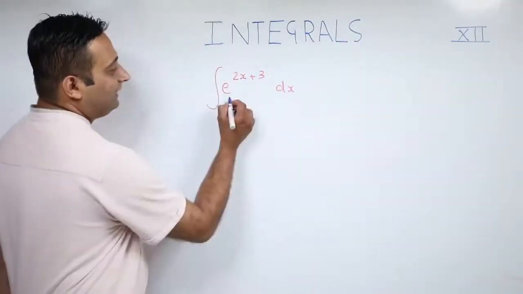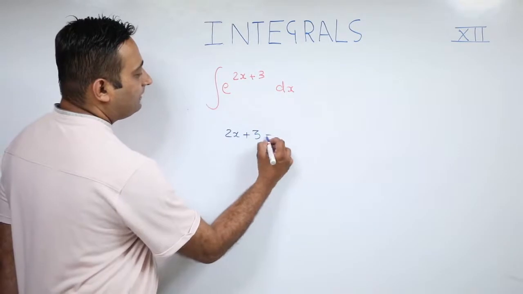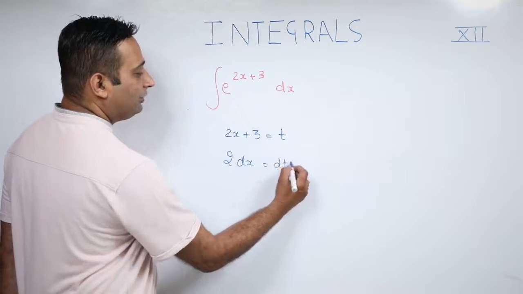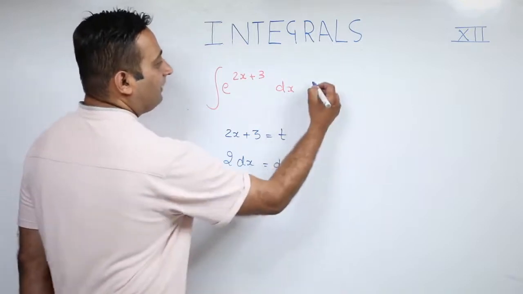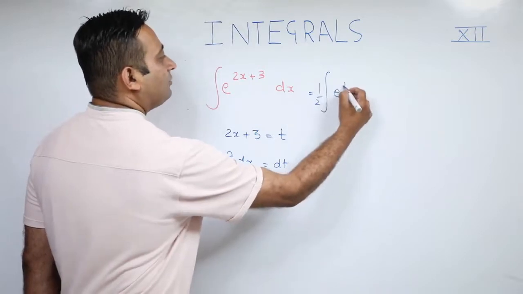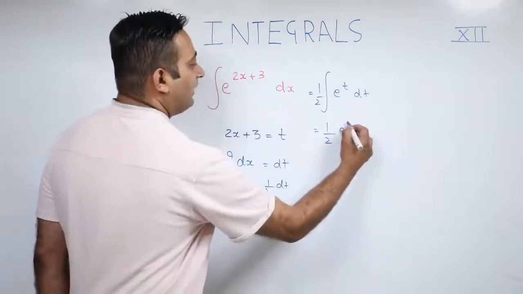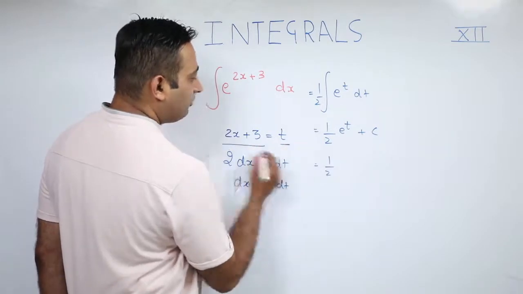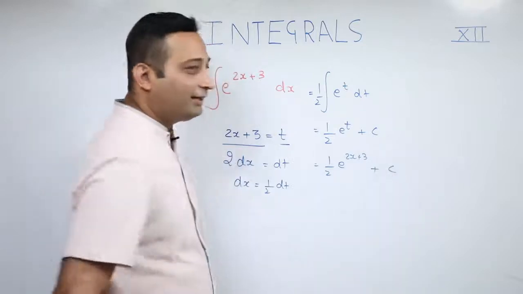In this question we can see that we don't have a standard function and we have to substitute. That means we have to substitute 2x plus 3 equal to t. The derivative of left hand side is 2 dx, which is equal to dt. Now dx will become half dt. Now we can substitute all these values in the question to get half of e raised to the power t dt. Now the integral of e raised to the power t is e raised to the power t. So we'll get the final answer as half e raised to the power t plus c. We'll put the value of t as 2x plus 3. So e raised to the power 2x plus 3 into half plus c is our final answer.